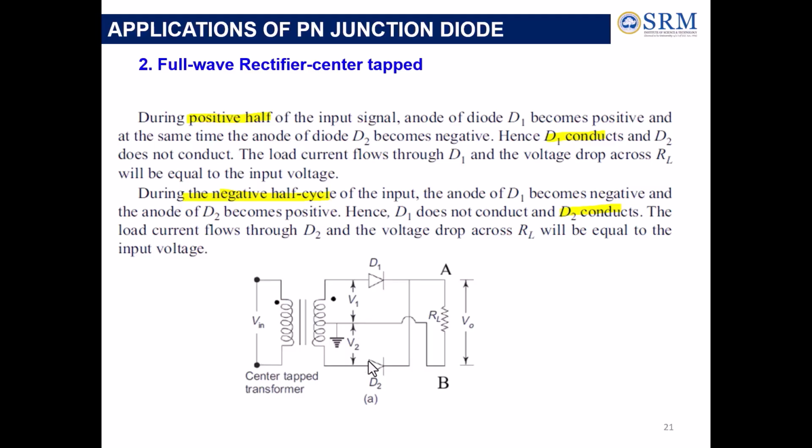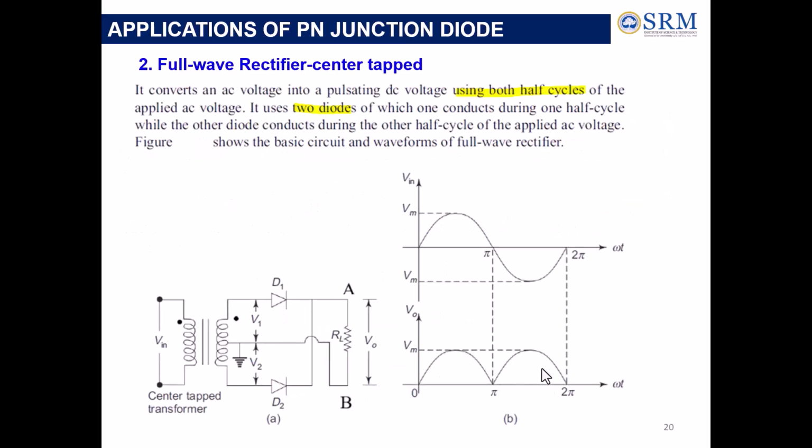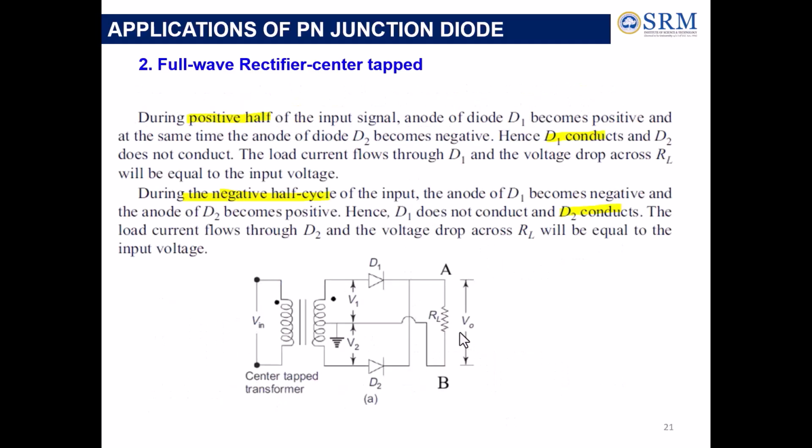Okay, D2 doesn't conduct. So the load current flows through D1 and the voltage drop will be equal to the input voltage. During the negative half, the anode of D1 becomes negative and the anode of D2 becomes positive. So D1 doesn't conduct but D2 conducts. So the load current flows through D2, and hence we are able to get the voltage drop that will be equal to the input voltage. So we are able to get the pulsating DC like this.